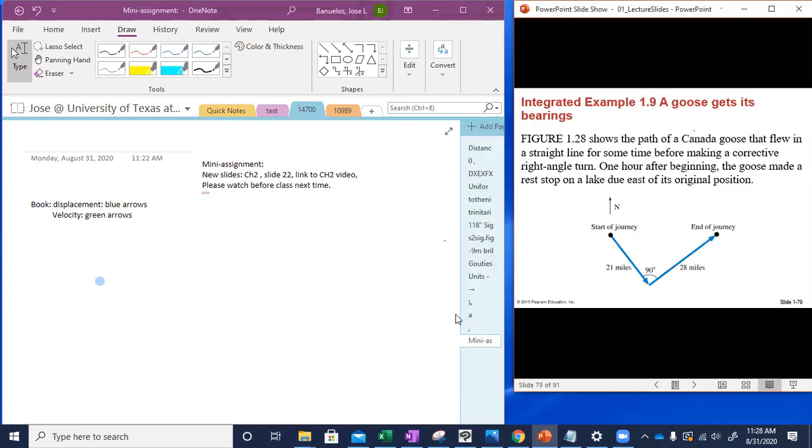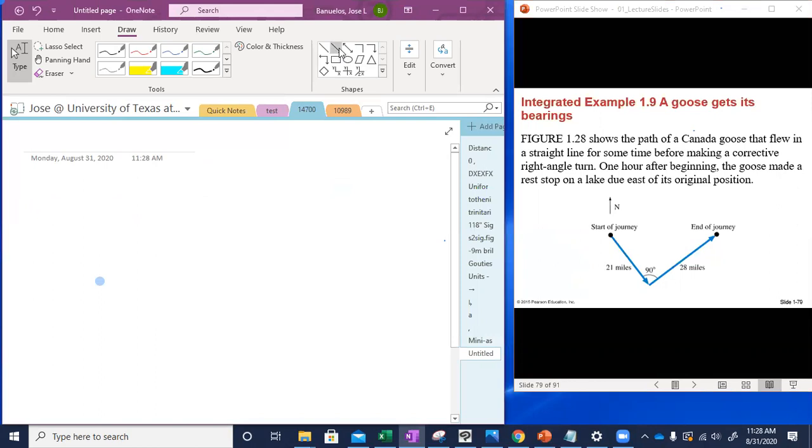Okay, so in this example, the figure below shows the path of a Canada goose that flew in a straight line for some time before making a corrective right-angle turn. One hour after beginning, the goose made a rest stop at a lake due east of its original position. And then we're going to have to answer some questions about this in the next slide.